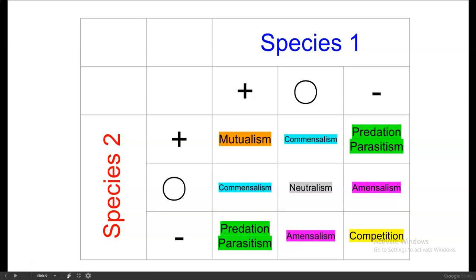And then here's just a little table to kind of give you an idea about the effect that's having on one species versus the effect it's having on the other species and what you would call that, right? So if it was mutually both positive, mutualism. If one species was hurt while the other species gained something, it would be either predation or parasitism.